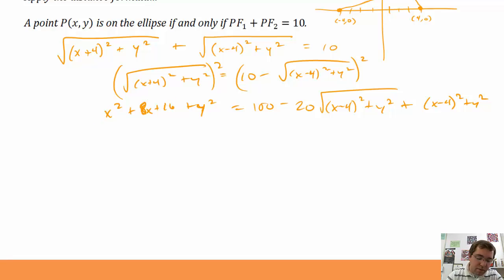Now, I've got a y squared on both sides. I can cancel those. And if I take this x minus 4 quantity squared and I FOIL that out, that gives me x squared minus 8x plus 16. Now I've got an x squared on both sides. I can cancel those. I've got a 16 on both sides. I can cancel those. And I've got an 8x on the left side, but a negative 8x on the right side. Can I cancel those? No, because they're opposite signs. So instead I'm going to bring them both to the same side. And I'm going to take this negative 20 square root of x minus 4 quantity squared plus y squared and move it to the left side. So let's do that real quick.